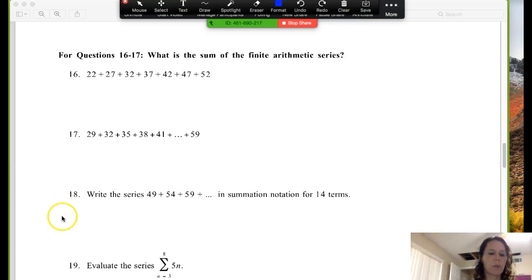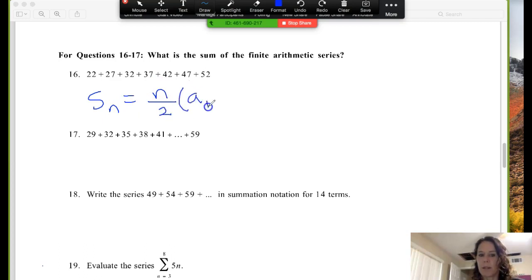So truly when you sum, you literally could just add up these numbers because it's a finite number. Or if the number of numbers is large, you could use the formula for the sum: the number of terms divided by 2, and then you multiply that times the first term plus the last term.